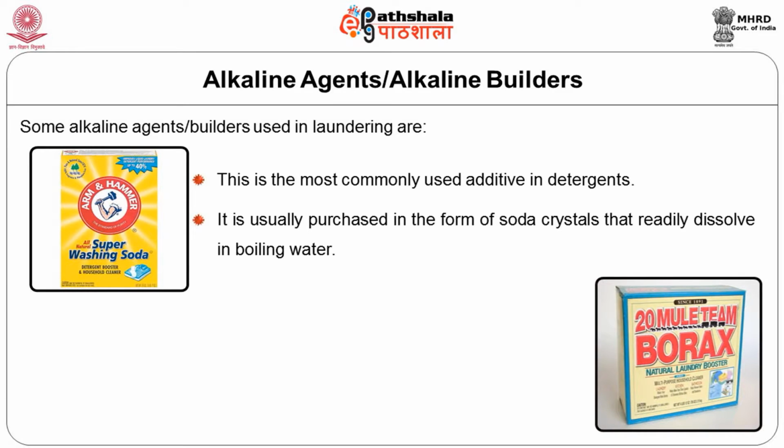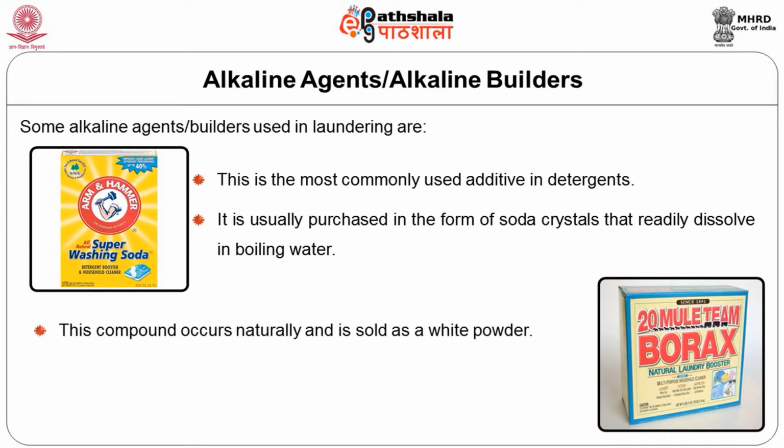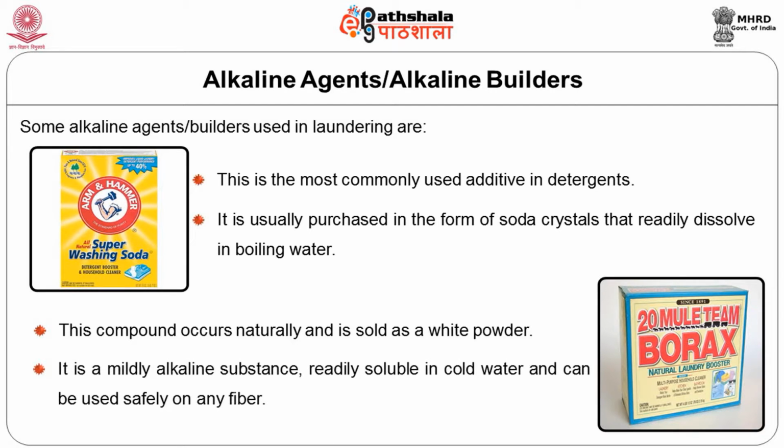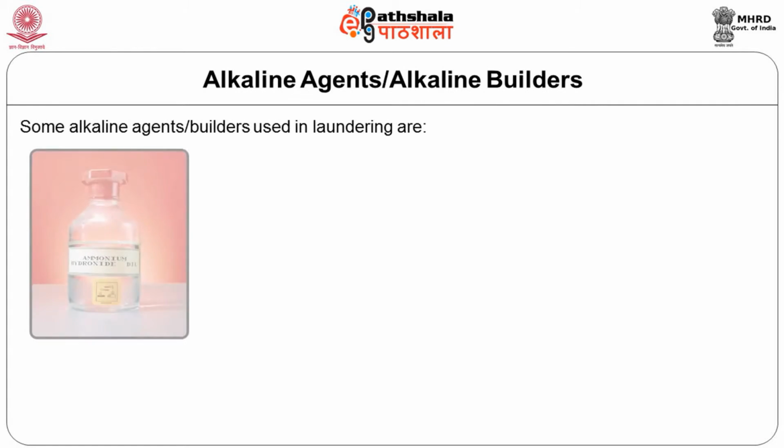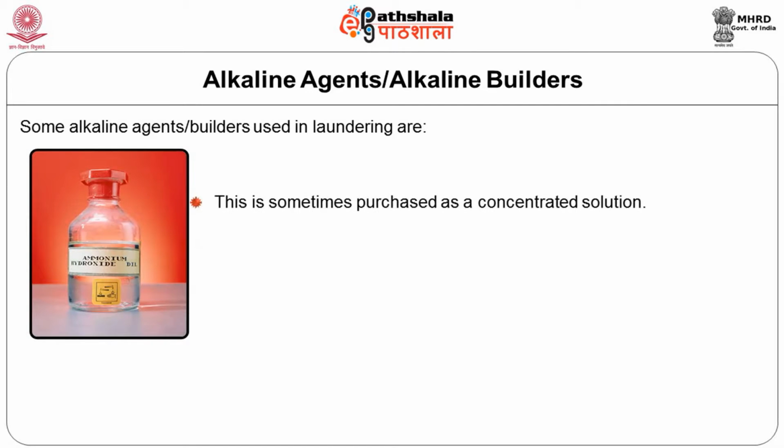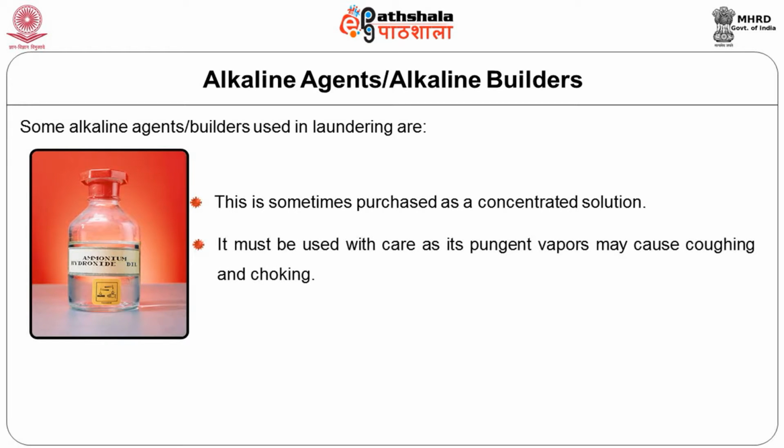The next example of an alkaline agent is borax. This compound occurs naturally and it is sold as a white powder. It is a mild alkaline substance which is readily soluble in cold water and can be used safely on any fabric. The last example of an alkaline agent is ammonium hydroxide. This is sometimes purchased in a concentrated solution. It must be used with care as it has a pungent vapor and may cause coughing and choking.